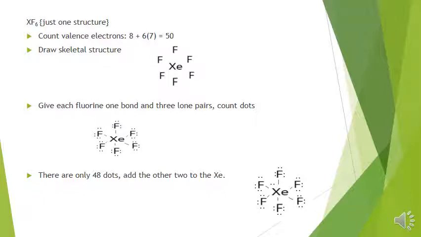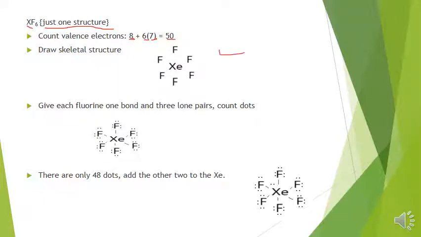Okay, problem number 2, xenon hexafluoride. And all we're going to do is just get one structure. So we're going to count the number of valence electrons. Xenon has 8. Each fluorine has 7. So it's 6 times 7, 42, plus 8 is 50. It's 50 valence electrons.